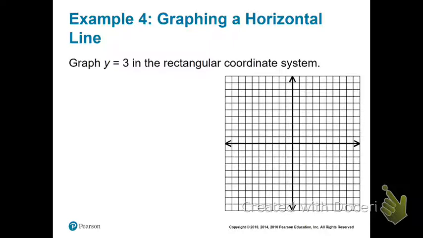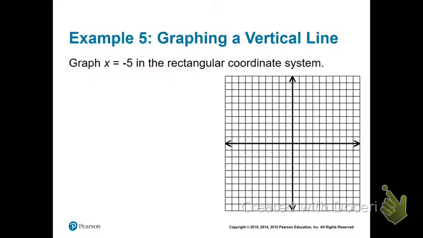Alright, so it says graph y = 3 in the rectangular coordinate system. So I'm going to go to where my y value is 3. And now let's think about it. If I pick this point right here, is its y value, well, that's not a good one. This one here, is its y value 3? Yes, it is. Therefore, that means it's definitely going to be that horizontal line. Alright, any of these ordered pairs I pick, their y value will be 3.